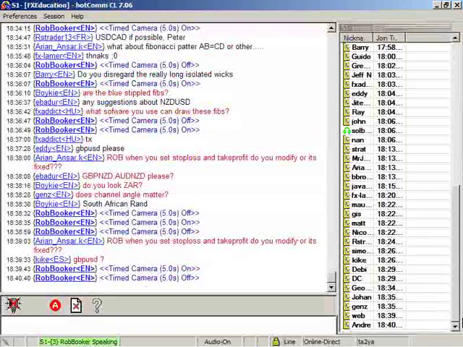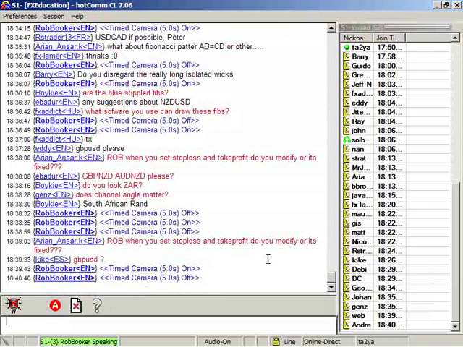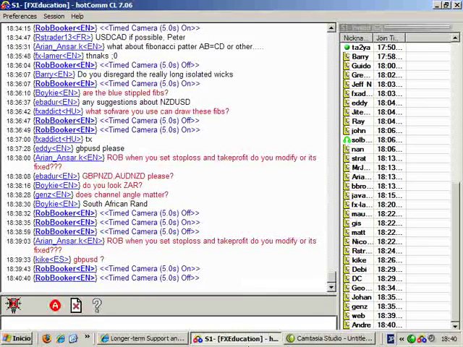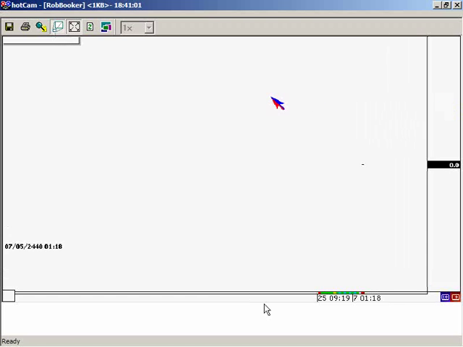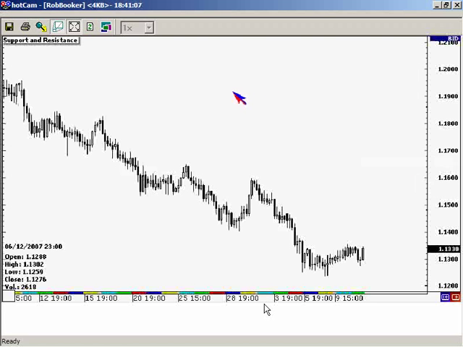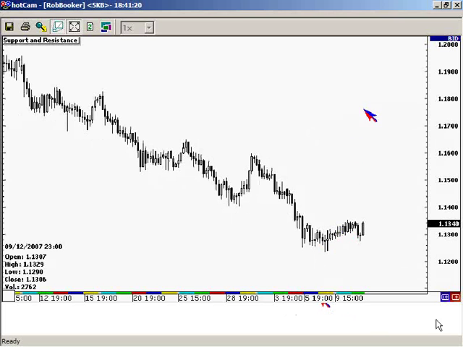Someone wants to look at the Australian dollar, New Zealand dollar, which I am more than happy to look at. Let's take a look at that. It's going to take me a moment to pull it up. Let's see here. All right, we're just loading that up. All right. This is a severely, savagely descending currency pair.